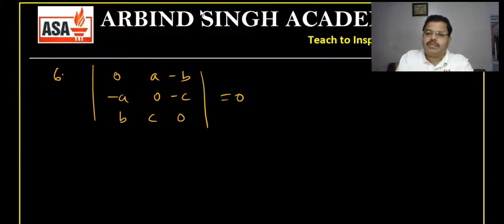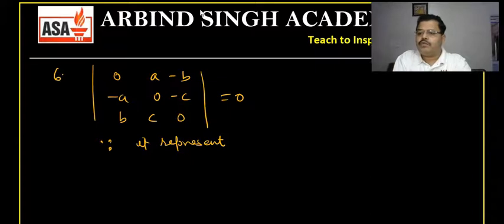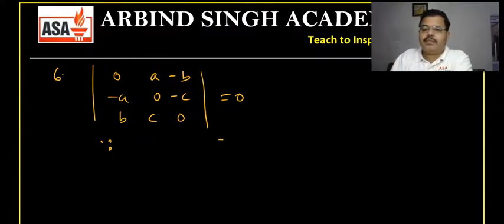Since it represents a skew symmetric matrix, let us do this. Without expanding it, I cannot go by using property only. What to do here? I can write here plus A, and then what will happen? This cancels the middle term, this cancels.